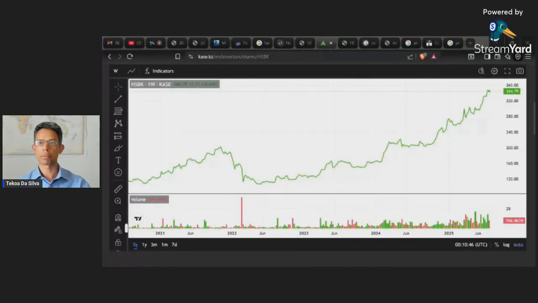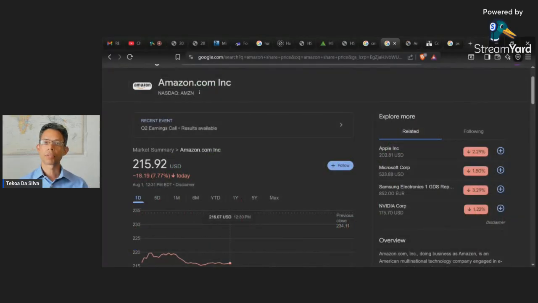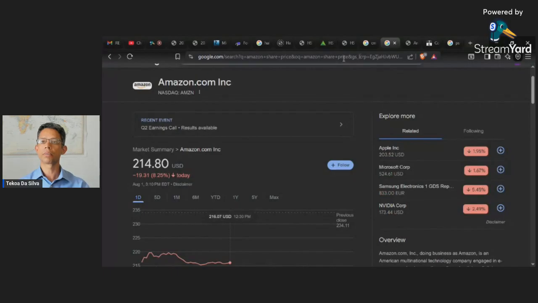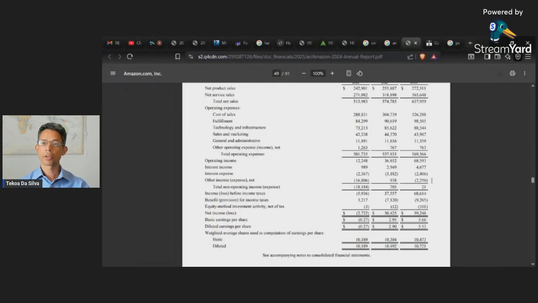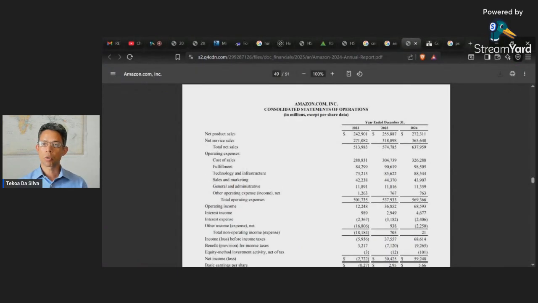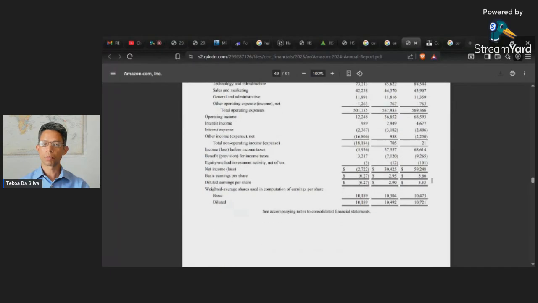Let's do one more quick example. Here I have the price quotation pulled up for a company called Amazon. The current share price is $214.80. I also have here a recent annual report showing the year ended December 31, 2024 earnings on a per share basis.